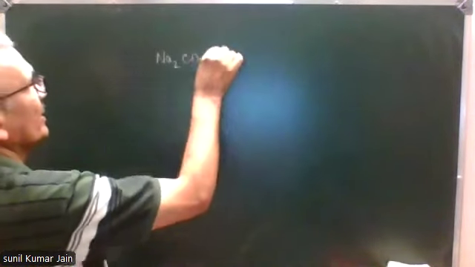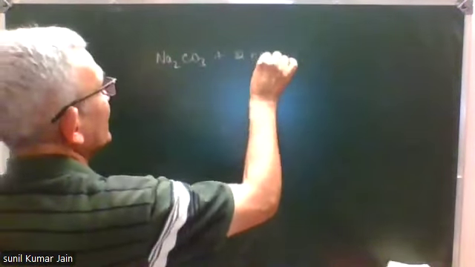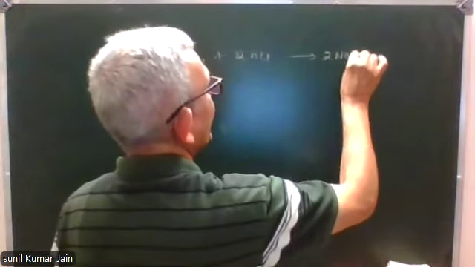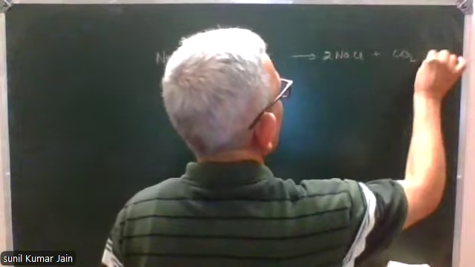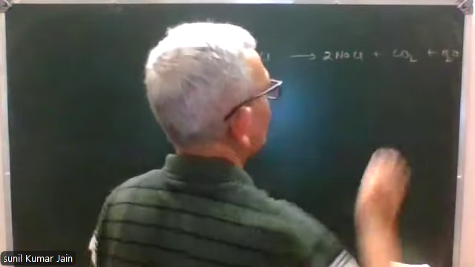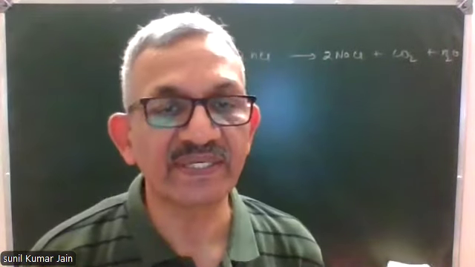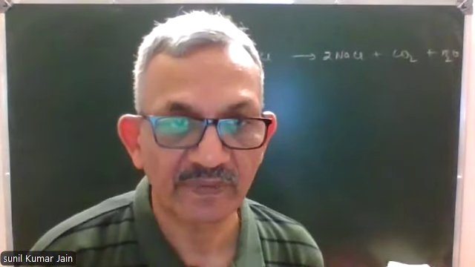Numerical number 33. Let me see the reactants. Reactants are sodium carbonate and HCl. The equation will be Na2CO3 plus 2 HCl give 2 sodium chloride plus carbon dioxide plus water. Only CO2 is a gas, everything else is in the form of solution, right?